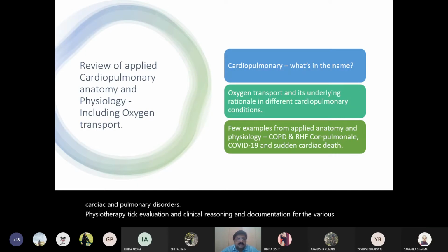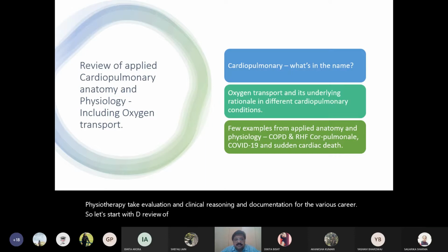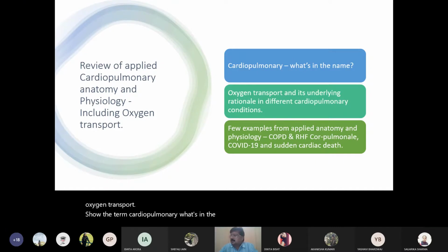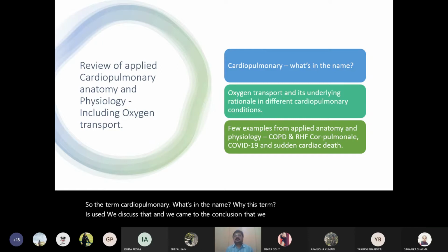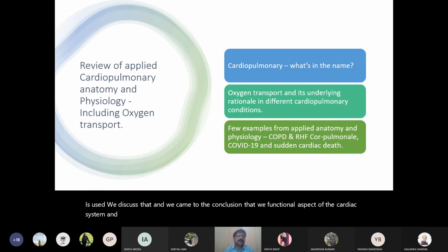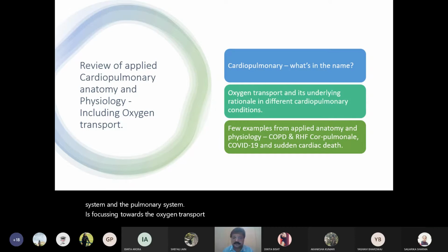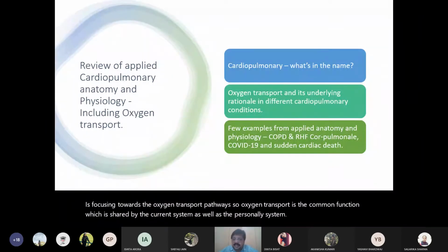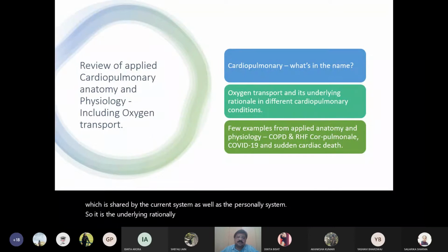So let us start with the review of the applied cardiopulmonary anatomy and physiology, including the oxygen transport. So the term cardiopulmonary, what's in the name? Why is this term used? We discussed that and we came to the conclusion that the functional aspect of the cardiac system and the pulmonary system is focusing towards the oxygen transport pathways. So oxygen transport is the common function shared by the cardiac system as well as the pulmonary system. It is the underlying rationale with which we try to see the condition and differentially diagnose it.